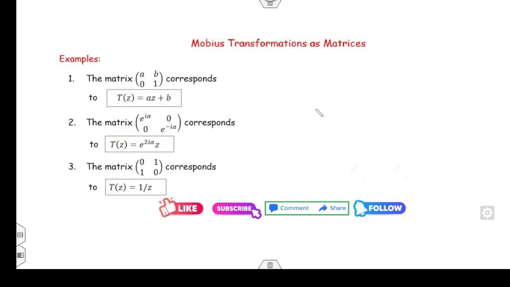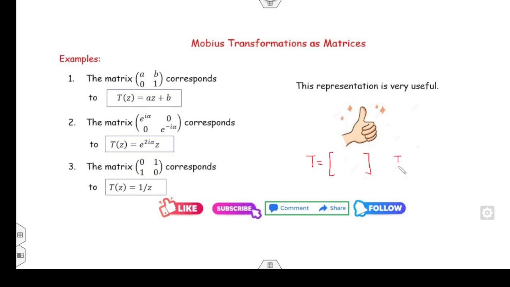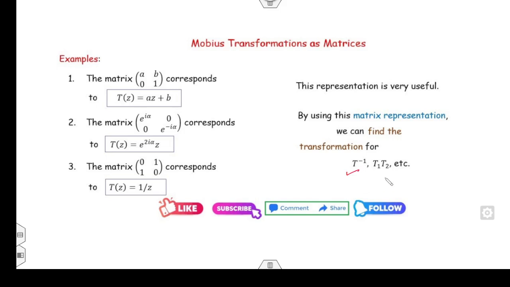Fine. So that means you can write any matrix as a Mobius transformation, and if you have a Mobius transformation, you can write it in the matrix format. Once we are able to write the matrix format, that concept is very useful. Why? Because once you know the matrix format, then you can easily write the T inverse. You can easily multiply the two matrices and so on. That means we can easily compute the T inverse, T1, T2 and so on.